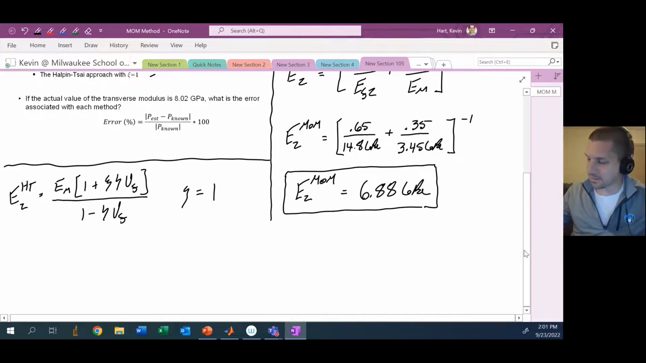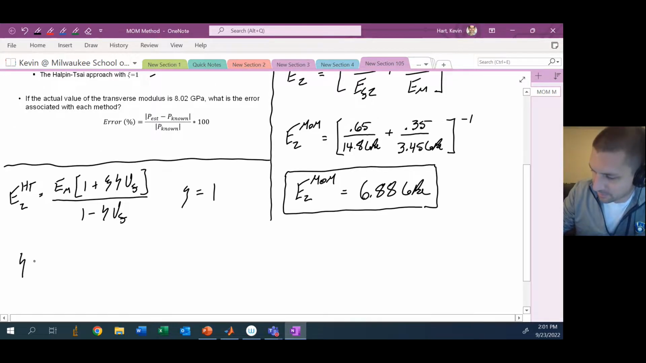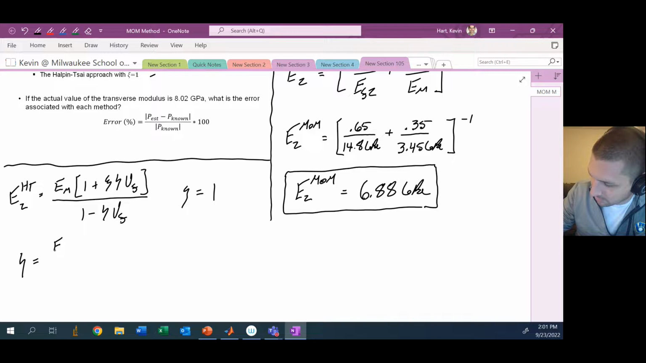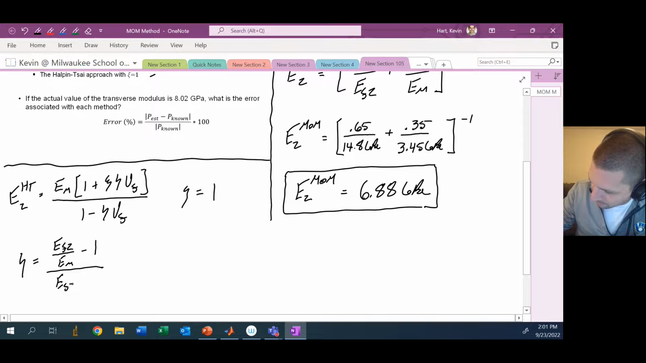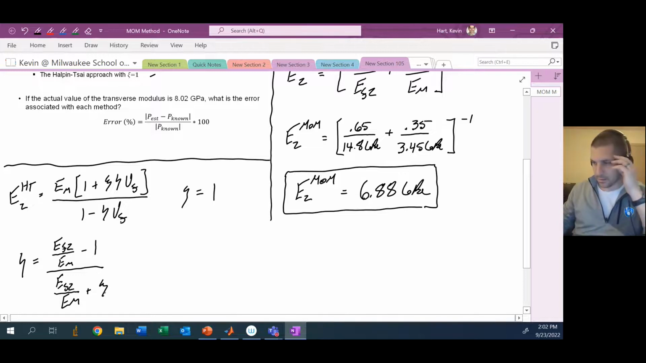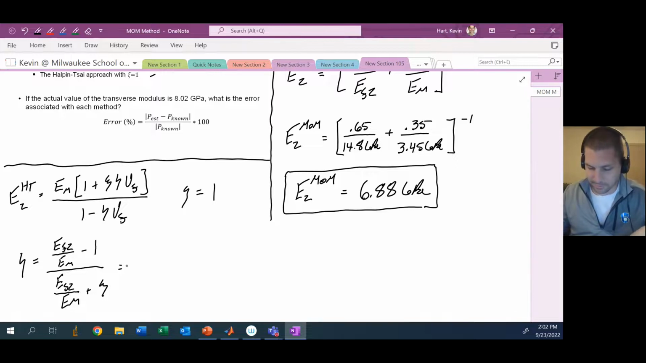So if we remember from class, eta is another one of these weird terms that pops up in the Halpin-Tsai equation. It is generally going to be property of the fiber over property of the matrix. So here it's going to be E of the fiber in the two direction over E matrix, minus 1, divided by similar property of the fiber over property of the matrix plus our xi variable. So we can calculate all of these things. We have the modulus of the fiber in the two direction.